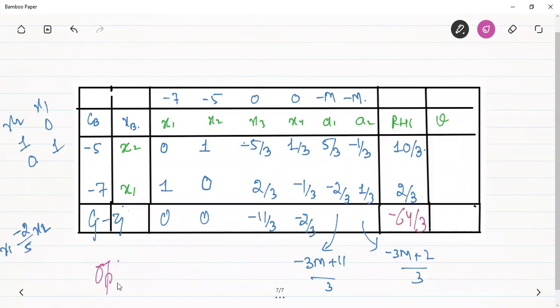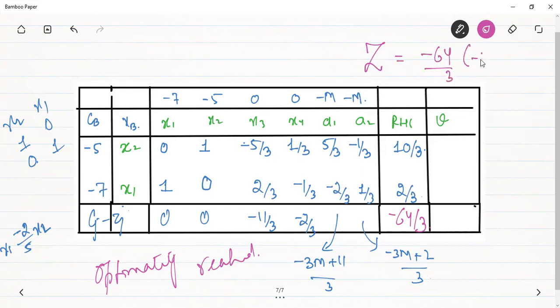So optimality has been reached. We have reached the optimal solution, because all Cj minus Zj are either 0 or negative. Okay, one thing we have to remember: since this was a problem of minimization and we had converted it into a maximization problem by multiplying it with -1, in the final solution we have to again multiply this z with -1. This is actually -64/3. We multiply it with -1 again, and we get that the minimum value is equal to 64/3.